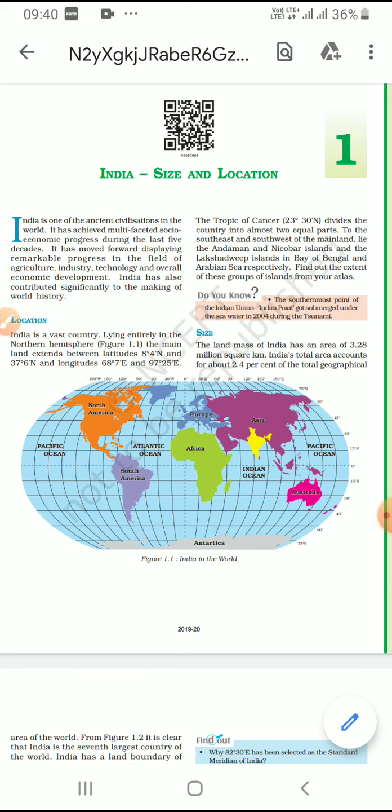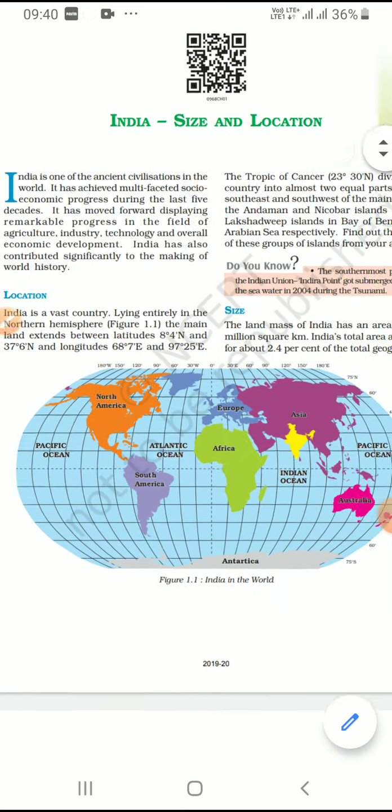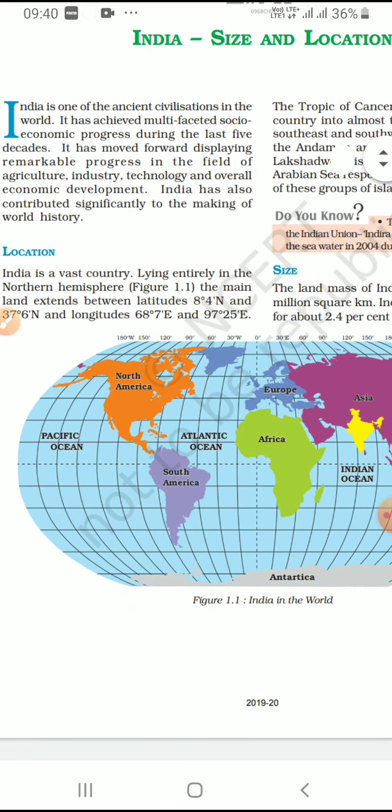The chapter is India, Size and Location. As you all know, India is one of the oldest civilizations in the world and it has contributed a lot in making world history. So let us study in detail about the location of our country.